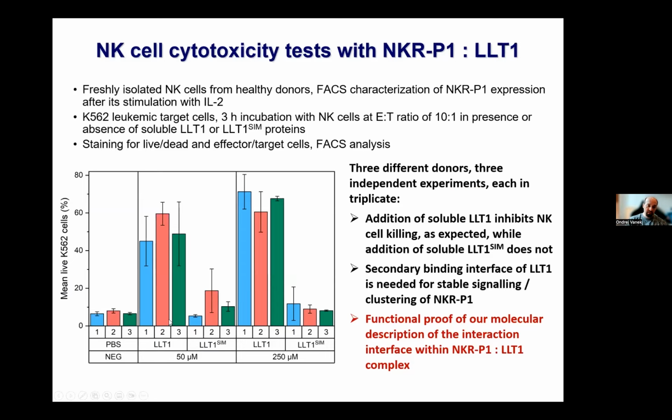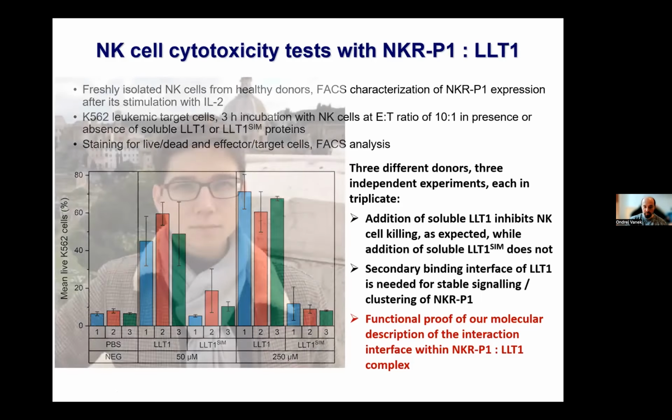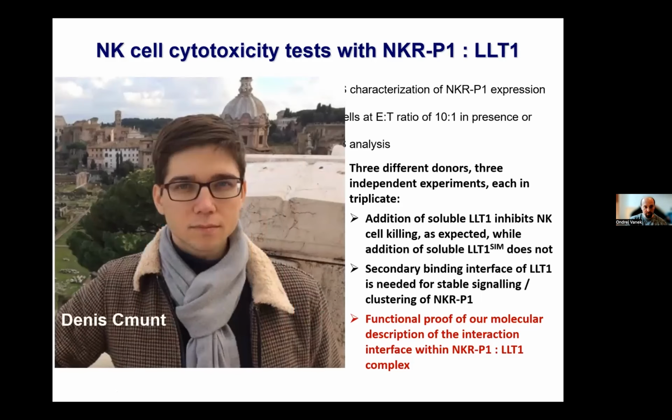But when we add LLT1, and we have like 2 different concentrations here, this causes inhibition because NKRP1 is an inhibitory receptor. So we observe inhibition of this killing activity of NK cells. But when we, instead of LLT1, use the secondary interface mutant, you see the difference in the effect. So that proves that the secondary binding interface on LLT1 is really functionally relevant, and that this higher order complex formation is really important for the clustering and the function of this receptor.